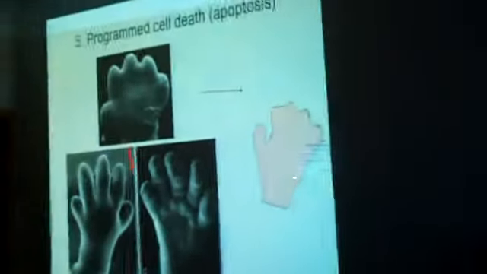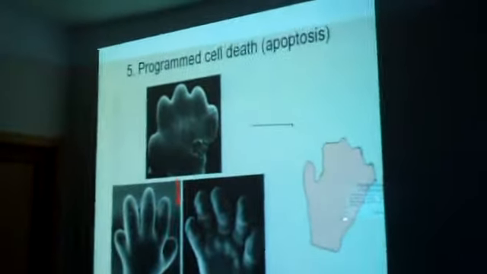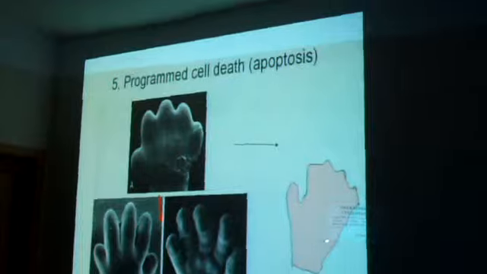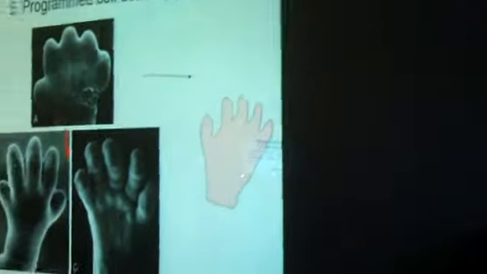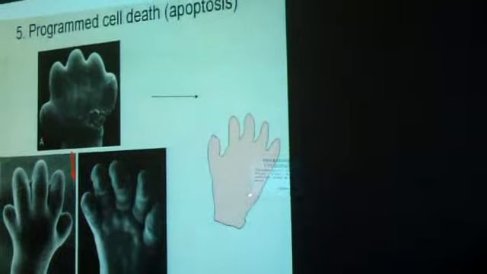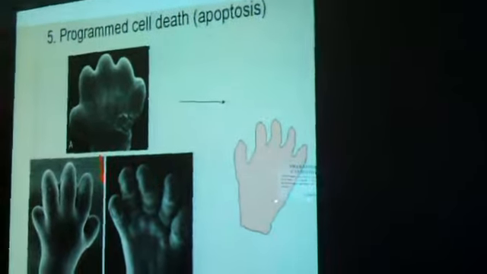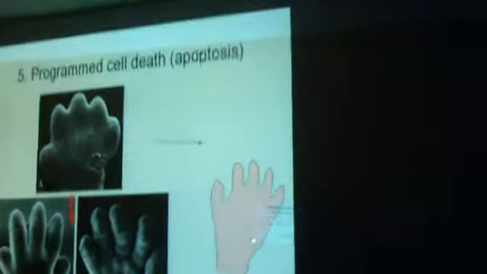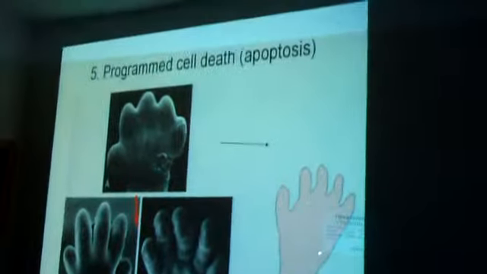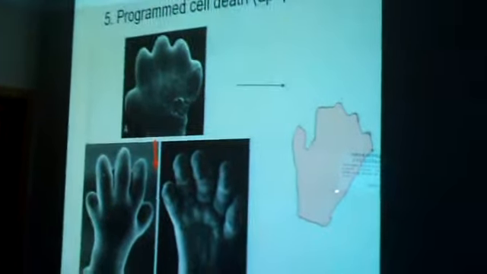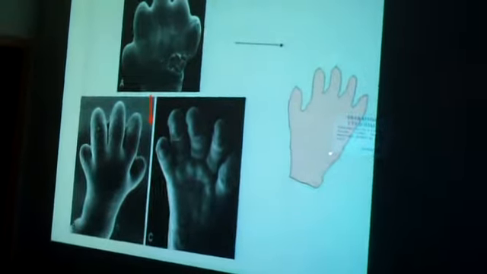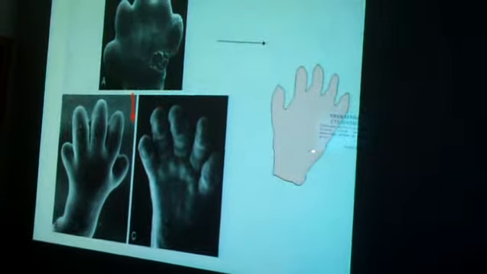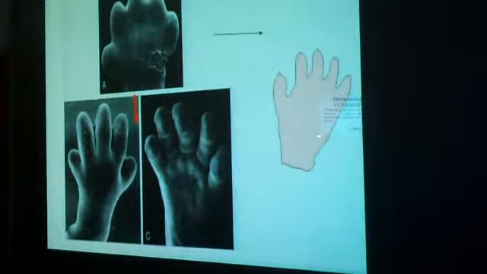And the last is programmed cell death. For example, in an embryo, at first we have our fingers all together, and then some membrane, and programmed cell death gives rise to fingers. So first we have this, and then we have fingers. Not only here, in every part of embryo, only examples.